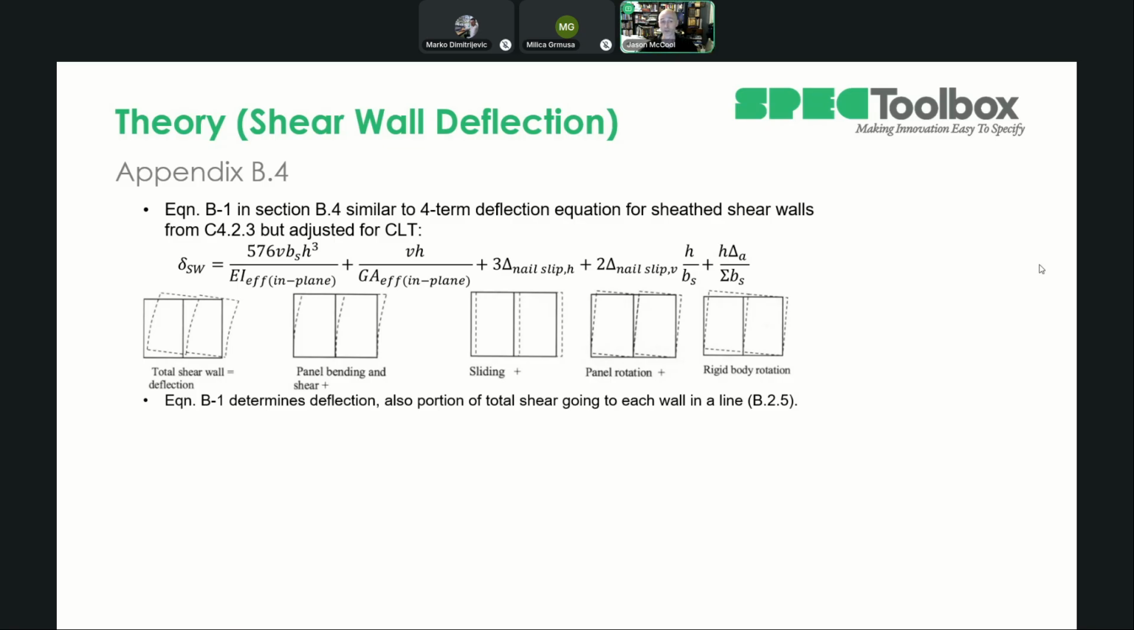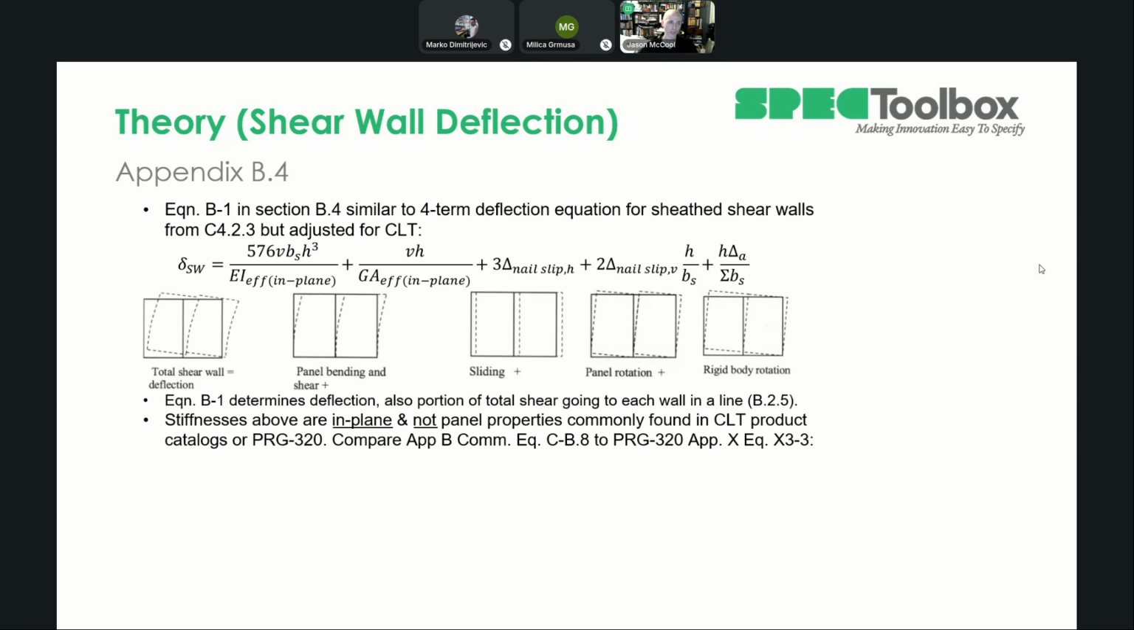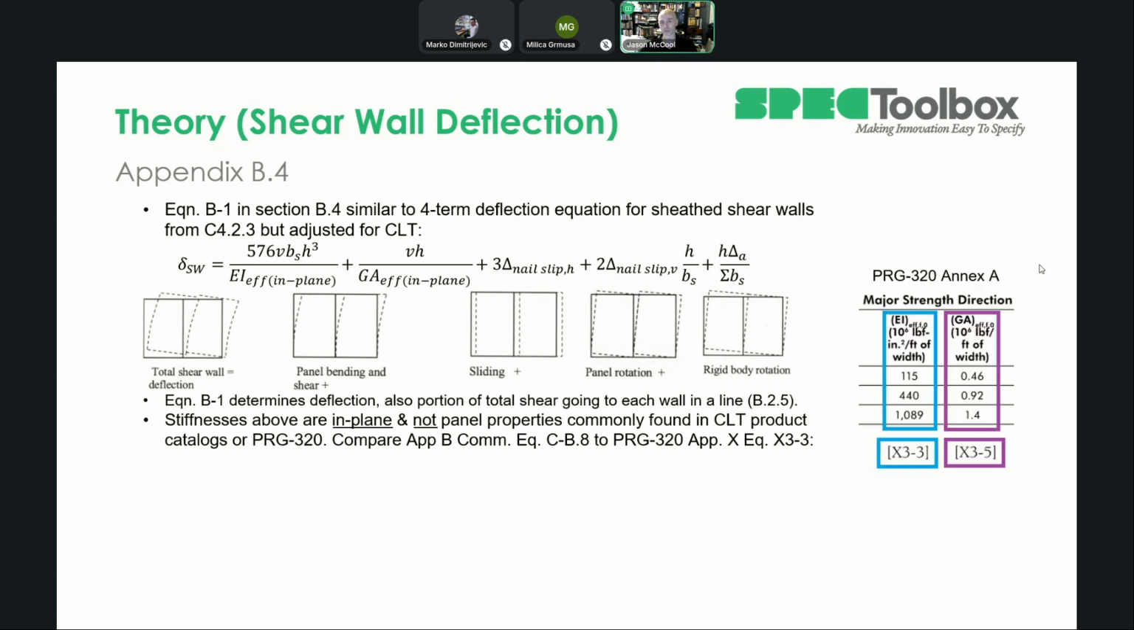And then that's going to determine your deflection of the shear wall, but also the portion of total shear going to each wall on the line, because you've got to maintain that deflection compatibility between walls there. And these stiffnesses are in plane and not the panel properties you would see listed in like PRG 320, Annex A, for instance, or the first table you come to in most CLT supplier catalogs.